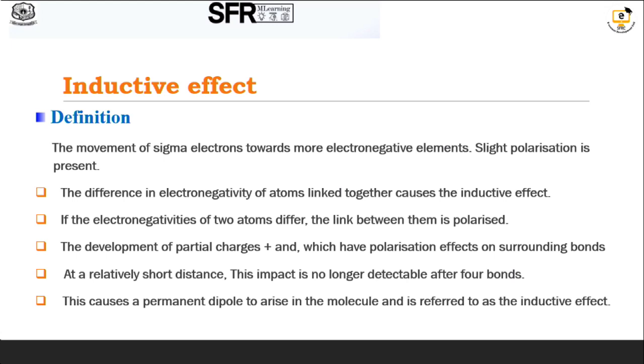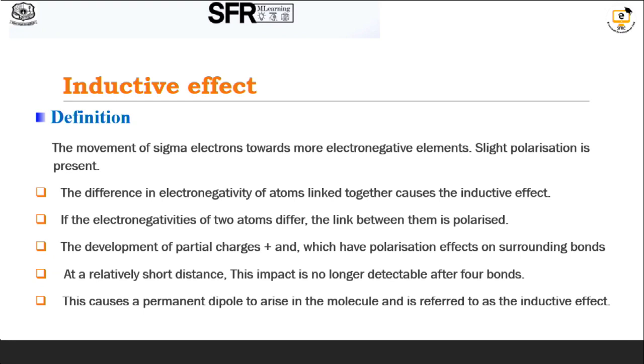Actually, we all heard of the bondings very well. The movement of sigma electrons towards the most electronegative element, which leads to polarization. The difference in electronegativity of the atoms linked together causes the inductive effect. If the electronegativities of the two atoms are differing, the link between them is automatically polarized.